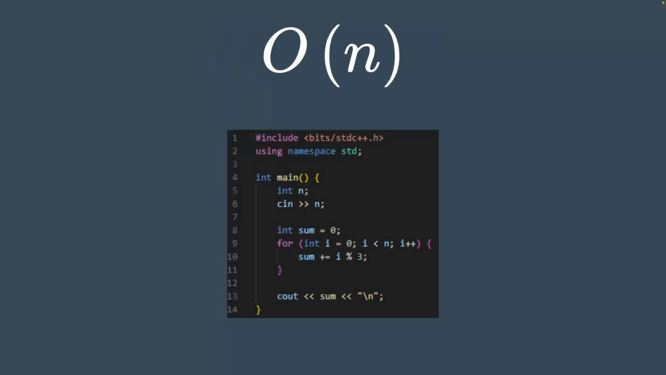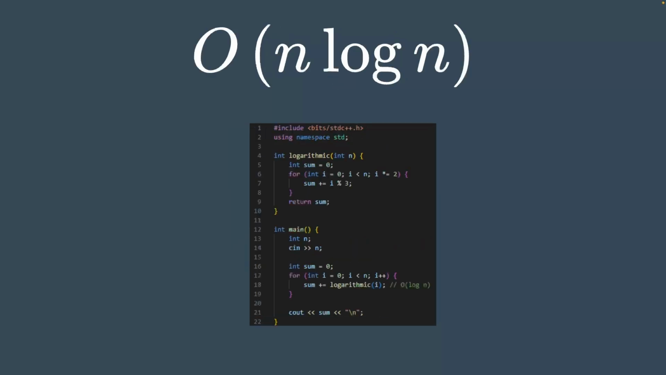Linear means doing something for each element of an array, or in this case, for each number from 0 up to this input. So if we double n, this for loop will have double the amount of iterations. We got n log n. So in general, another rule is if you're doing something inside of a loop, you multiply the time complexities.